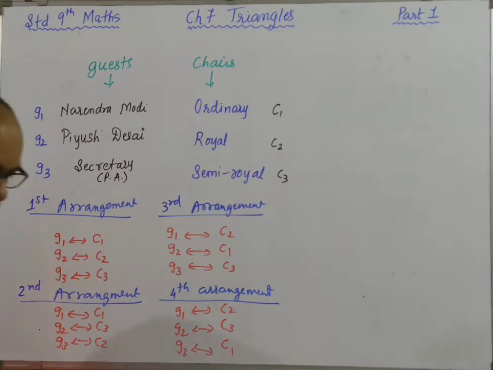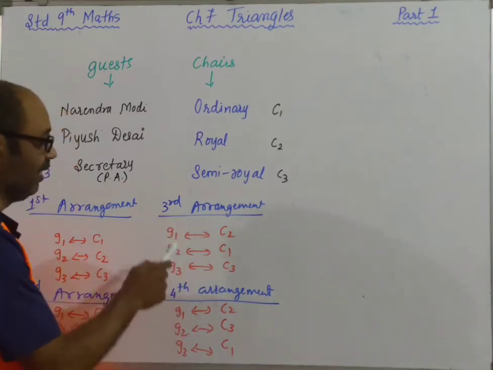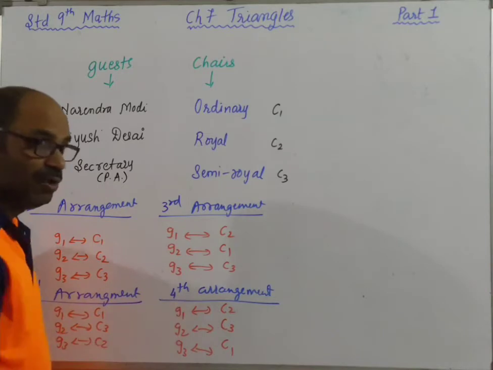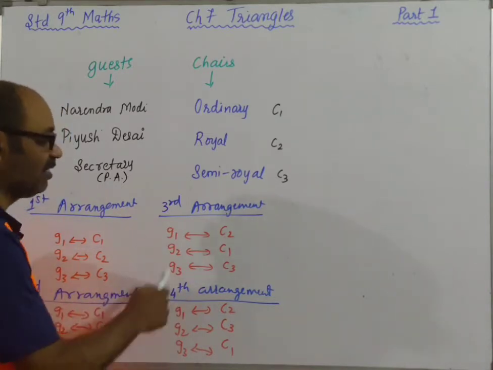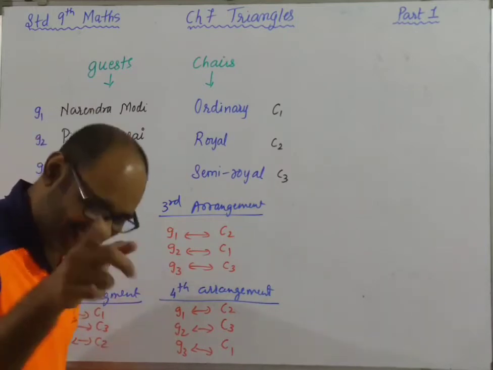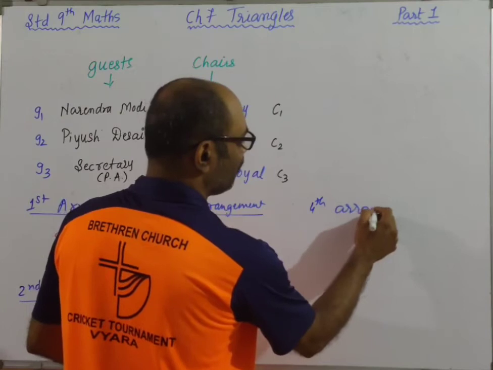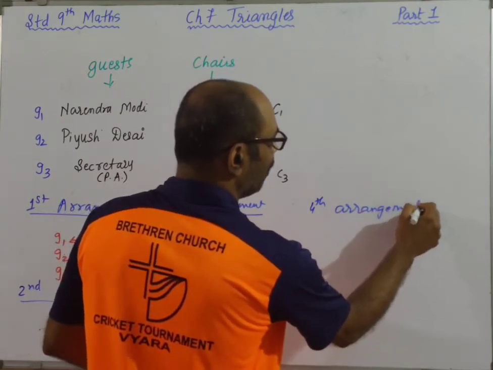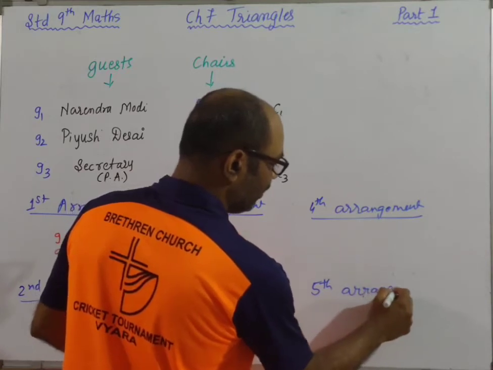Is a fifth arrangement possible, children? Look, in the first two arrangements, guest 1 sits on chair 1. In the next two arrangements, guest 1 sits on chair 2. So we can have at least two more arrangements in which guest 1 sits on chair 3, correct? So the fourth arrangement and the fifth arrangement.